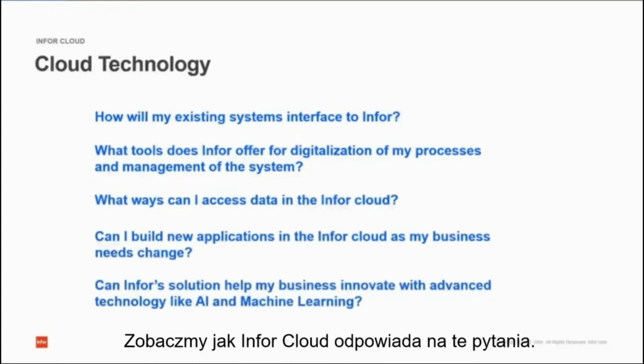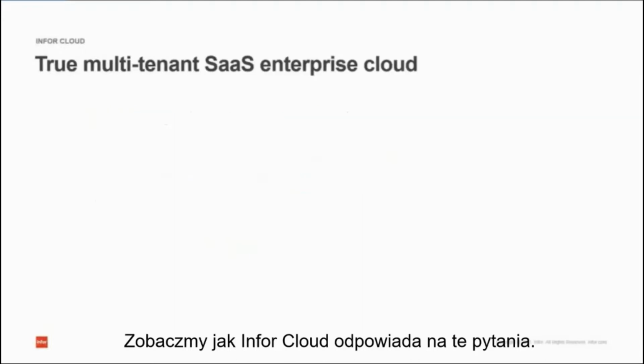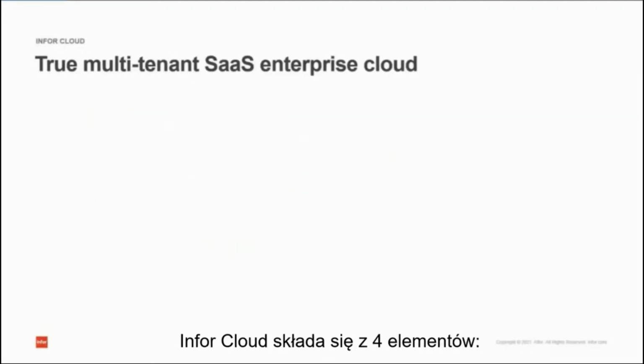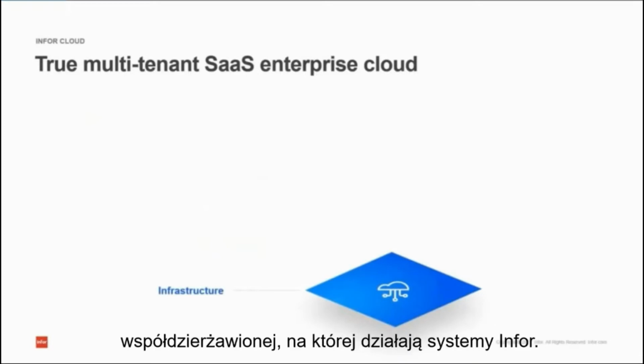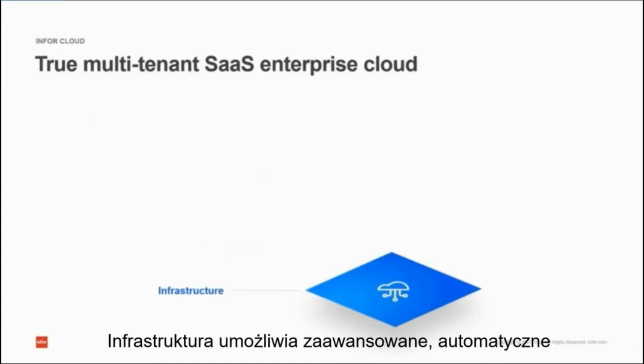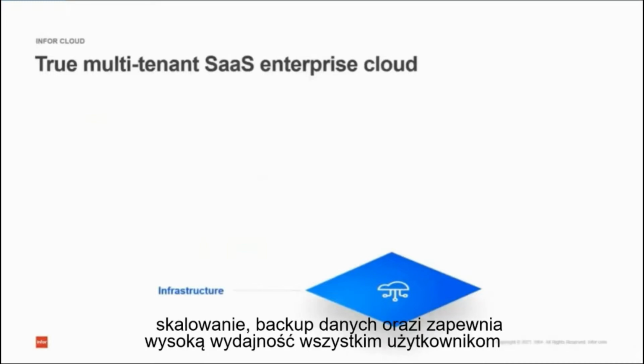Let's see how the Infor Cloud answers these questions. Infor's cloud encompasses 4 components. The first component is the infrastructure component. This is the public multi-tenant cloud platform that runs the solution. The infrastructure enables advanced auto-scaling, redundancy, and high performance of the rest of the tiers.